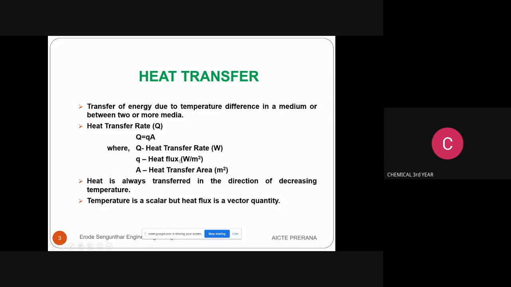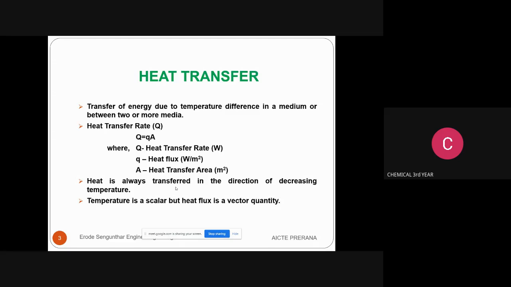If we have it in terms of centimeter or millimeter, whatever it may be, we have to convert that cross sectional area to meter. Then only we'll get the correct answer. Okay, then area, we have to change to meter only. Then generally we all know that heat is always transferred in the direction of decreasing temperature. It shows that generally heat will transfer from the higher temperature to lower temperature.